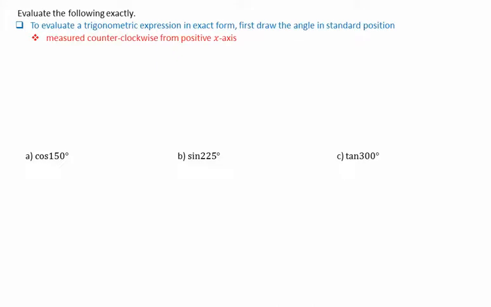Evaluate the following exactly. To evaluate a trigonometric expression in exact form, first draw the angle in standard position. Recall that this is measured counterclockwise from the positive x-axis.